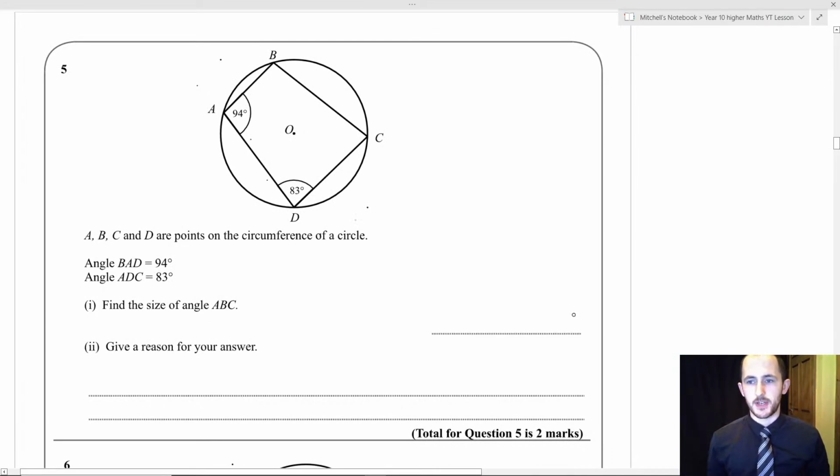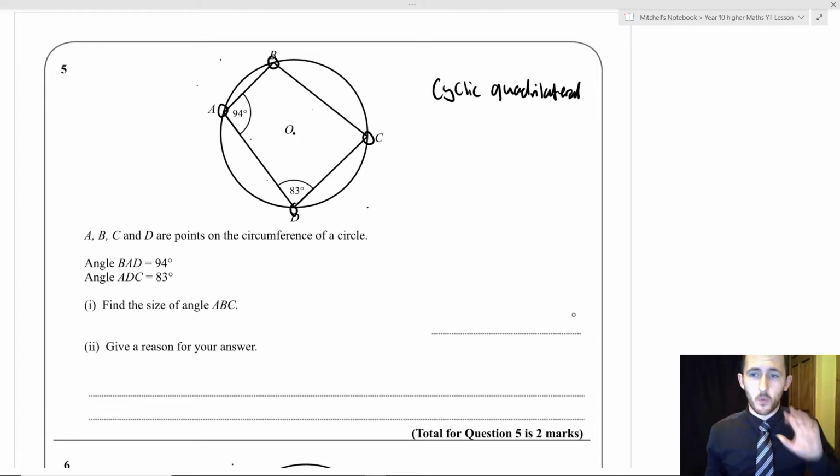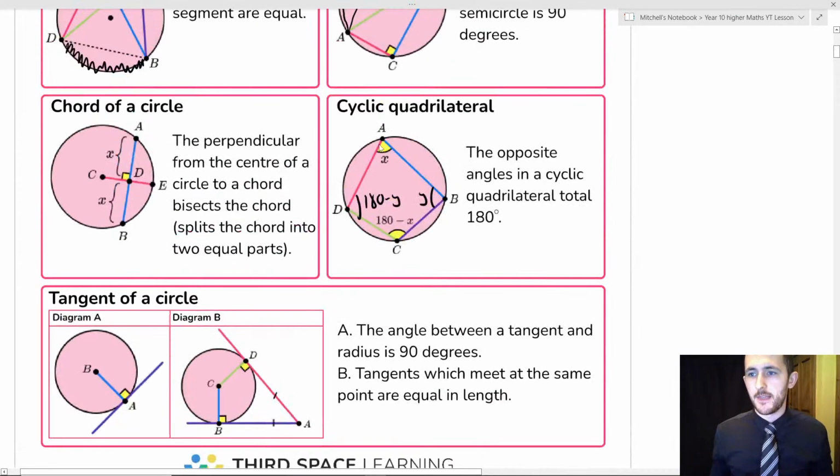Perfect. Next question. Again, this is just using the standard ones. We have A, B, C, and D as points on the circumference of a circle. Angle BAD is 94 degrees as they've shown here. Angle ADC is 83 degrees shown here. Now there's a four-sided shape, so we're probably thinking cyclic quadrilateral, because all 4 points are touching the circumference. That's a really, really important part: all 4 points have to touch the circumference. And if we go back up to our rules, what's the rule with cyclic quadrilaterals? The opposite angles add up to 180.